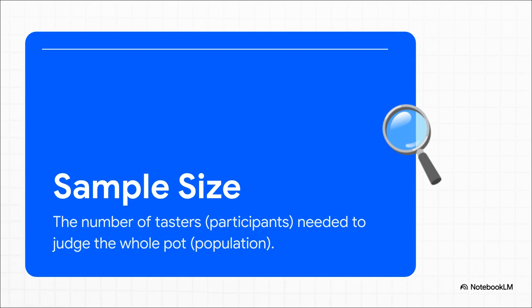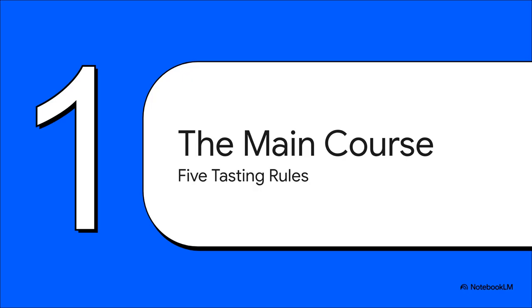And that's what this is all about. That number, statisticians call it sample size, and getting it right is a super delicate balance. Go with too few tasters, and you might accidentally serve a bad batch to everyone. But ask too many, and you're just wasting perfectly good food and time. So how in the world does our chef, or a brilliant researcher, land on that perfect number? Well, it actually boils down to 5 fundamental rules. Let's break them down, one by one.